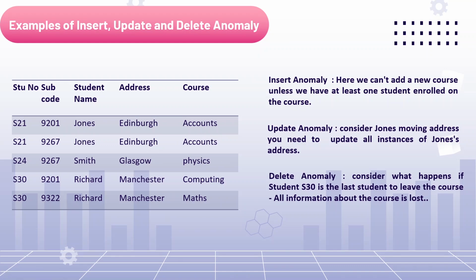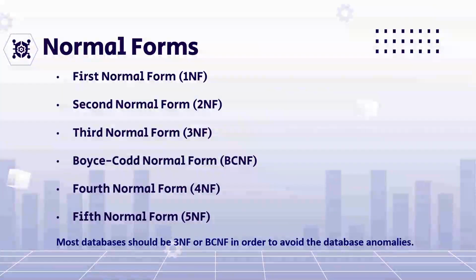Now, what is update anomaly? Say, for example, if one student is changing his address, then all the records which correspond to that particular student need to be changed. Otherwise, there will be an update anomaly. Next is delete anomaly. In delete anomaly, consider that the student Smith is moving out of college. In that case, all the details of the course physics also get deleted. So this is delete anomaly. To deal with all these anomalies and to make the database consistent, we are going for normalization.